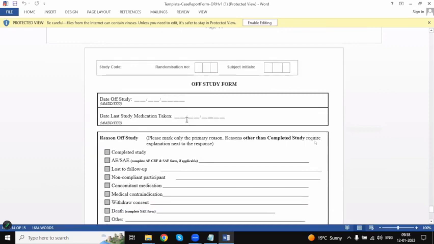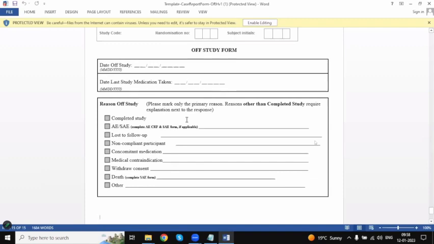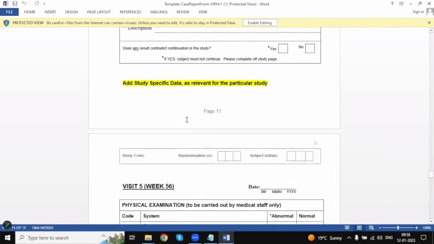Finally, the end of study form. Here we'll capture the status of the subject: whether the subject completed the study or not, and when discontinued or if any death happened, we will record the status here. Clear? So this is the information you will have in a CRF form.